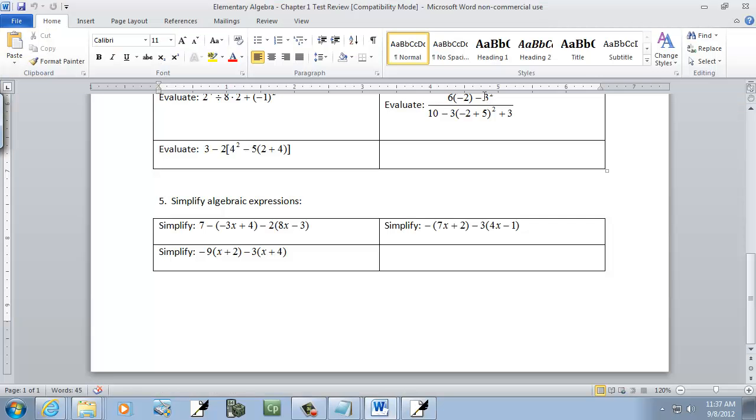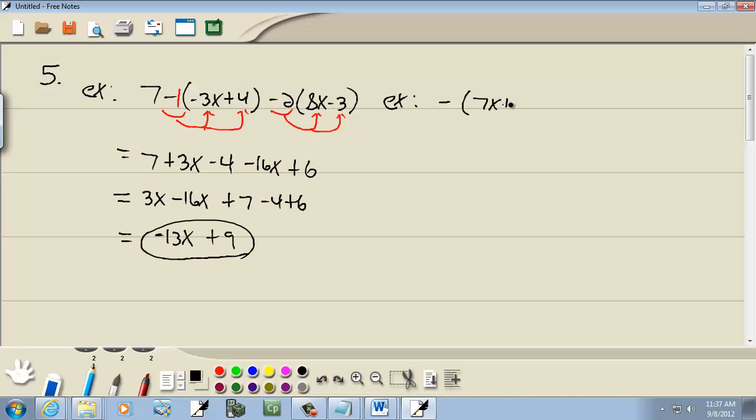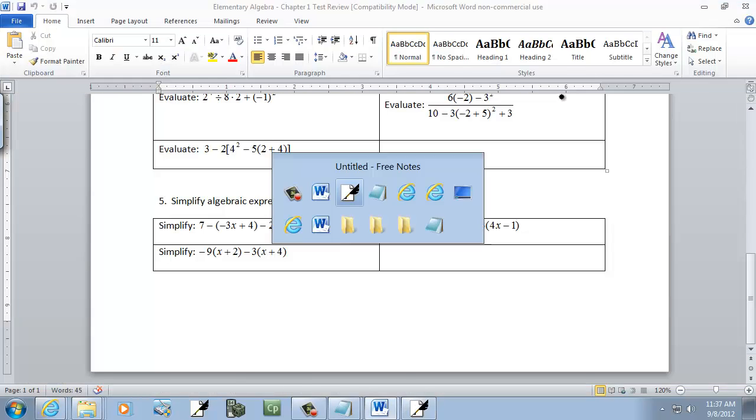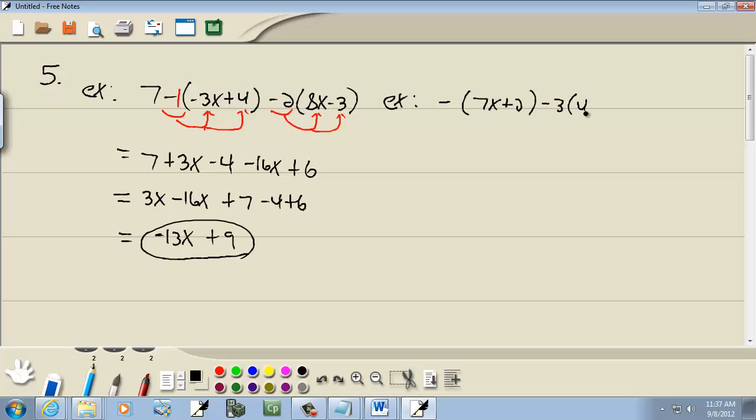Okay, let's look at the next one here. 7x plus 2, minus 3 times 4x minus 1. Again, if I were to think of a number here, it's always an invisible 1 if you don't have a number. So we're going to take the negative 1 times 7x and times 2, and we'll take negative 3 times 4x and times negative 1.